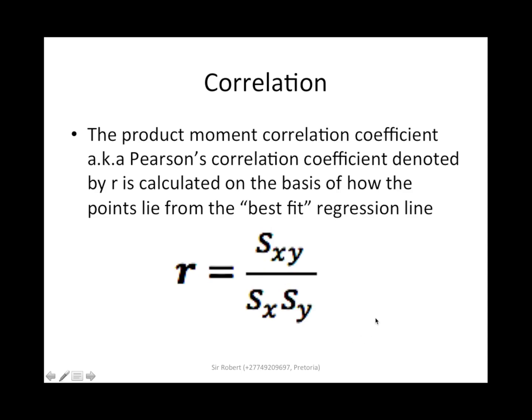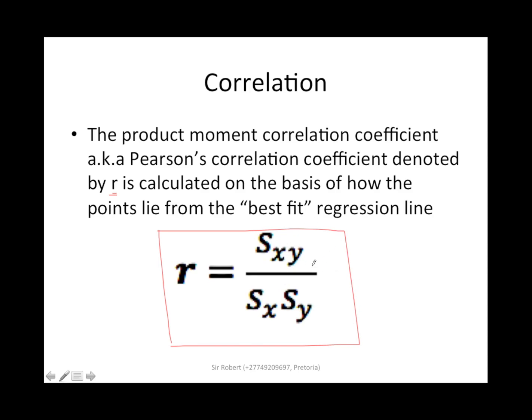Correlation. The product moment correlation coefficient, also known as the Pearson correlation coefficient, denoted by R, is calculated on the basis of how the points lie from the best fit regression line. So correlation is mainly a measure of a relationship. So you can see R is determined by this formula, and it's also given in your exam datasheet formulas.